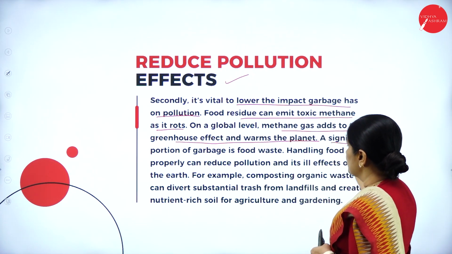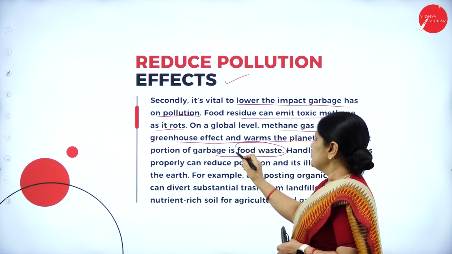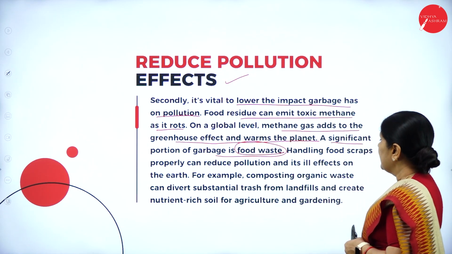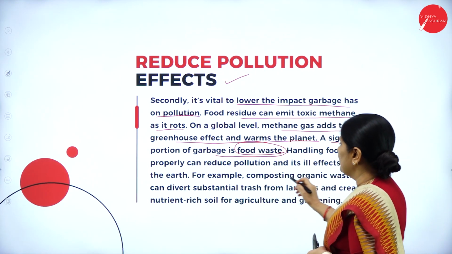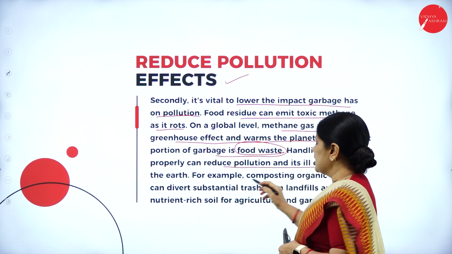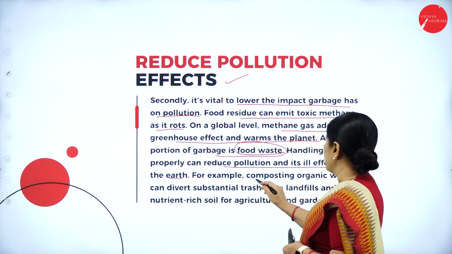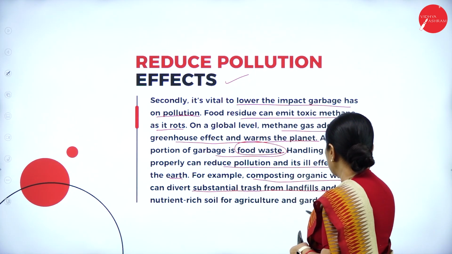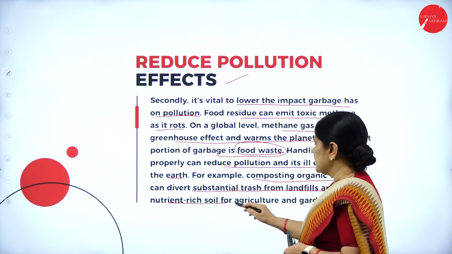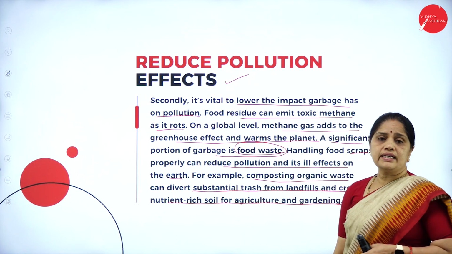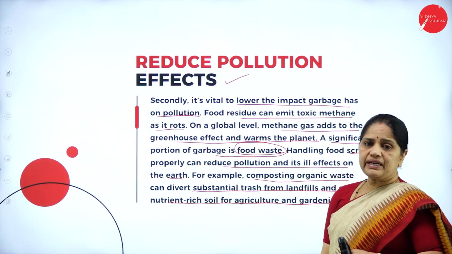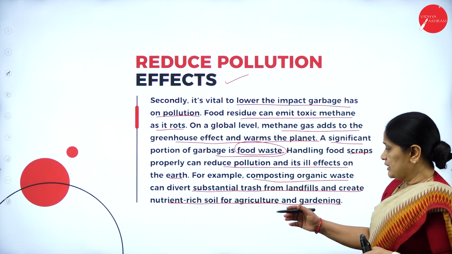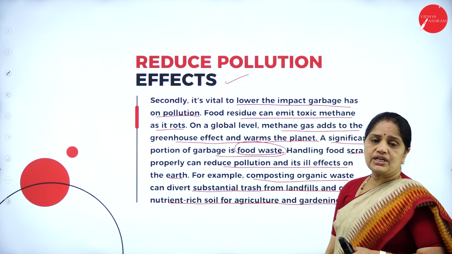A significant portion of garbage is food waste. Now, this food waste is the reason for releasing methane gas into the environment. Handling food scraps properly can reduce pollution and its ill effects on earth. For example, composting organic waste can divert substantial trash from landfills and create nutrient-rich soil for agriculture and gardening. So if the food waste can be recycled into compost, then we can have nutrient-rich soil for agriculture and gardening.